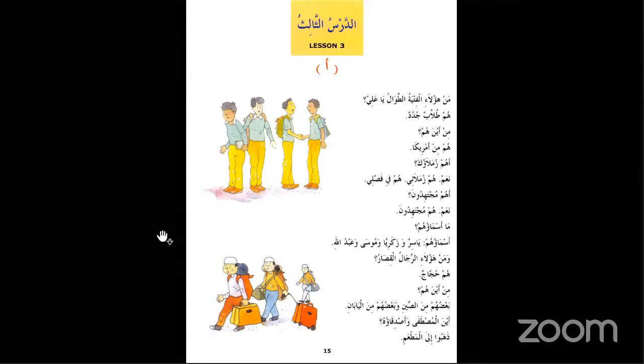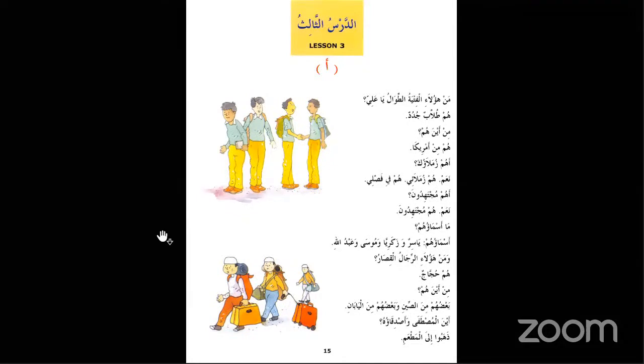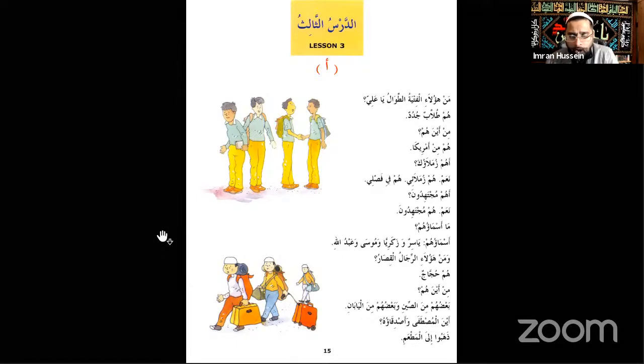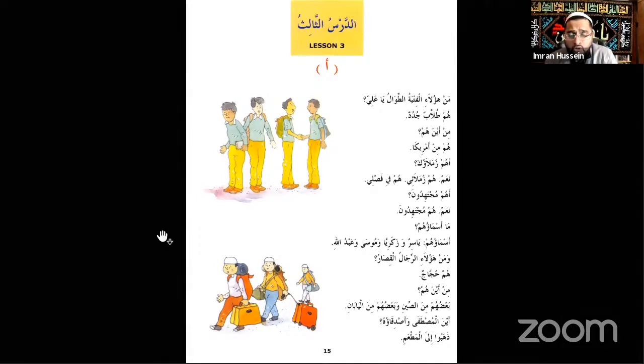Assalamu alaikum, Sheikh. So sorry about earlier. That's fine. Let's read the Arabic and I'll translate. من هؤلاء الفتية الطوال يا علي. Man means who, ha'ula means those, al-fityatu means boys, at-tiwalu means tall, and ya means oh Ali. So who are those tall boys, oh Ali? Is that clear? Yes. Man ha'ula al-fityatu at-tiwalu ya Ali. Who are those tall boys, oh Ali?